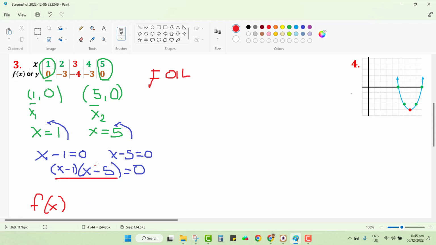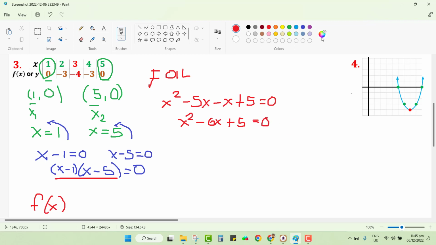Let's do it. X times x, you'll have x squared. X times negative 5, you'll have negative 5x. Negative 1 times x is minus 1x, or simply minus x will do. And negative 1 times negative 5 is positive 5 equal to 0. Our standard form of a quadratic equation is x squared minus 6x plus 5 equal to 0.